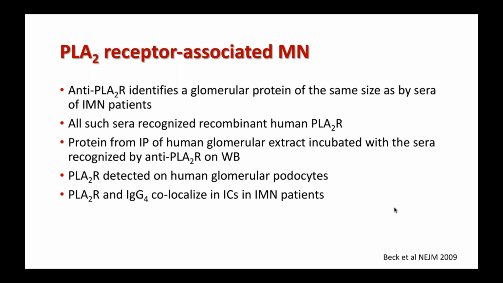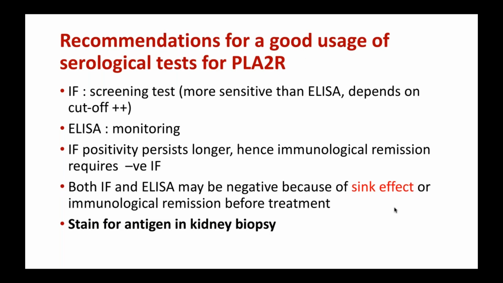And the final thing they showed was that the phospholipase A2 receptor and immunoglobulin G4, which is the most frequent subtype of IgG in idiopathic membranous nephropathy, localized in the immune complexes in patients with idiopathic membranous nephropathy. So to cut a long story short, we now have certain recommendations for good usage of serological tests for phospholipase A2 receptor. So how do you do that?